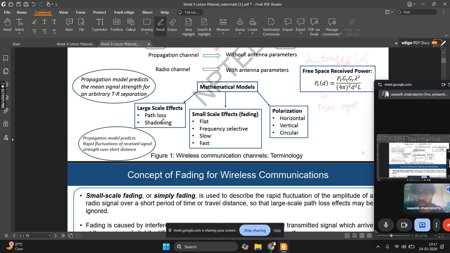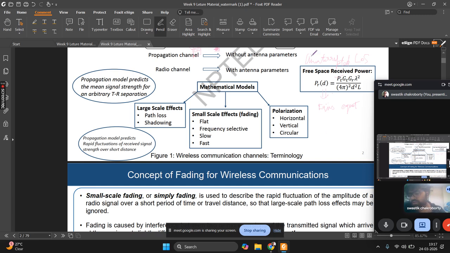Next, there is shadowing. Shadowing happens because of the multipath, and we will talk about that. There are small scale effects. Small scale effects are mainly because of multipath. So there is flat fading. Small scale effect is also called fading. So it is flat fading, frequency selective fading, slow fading, fast fading.